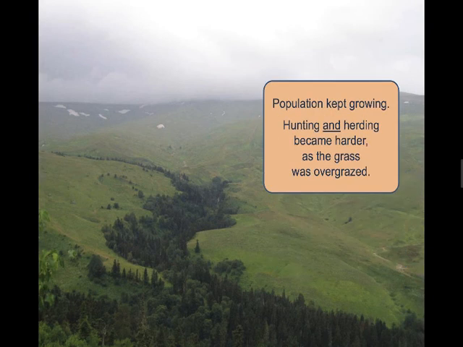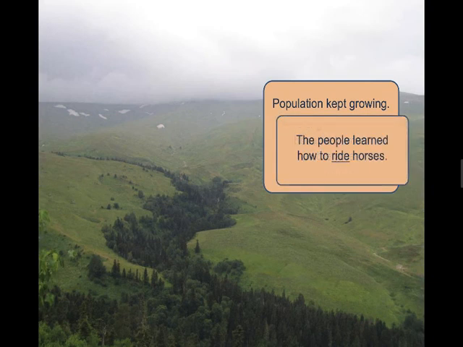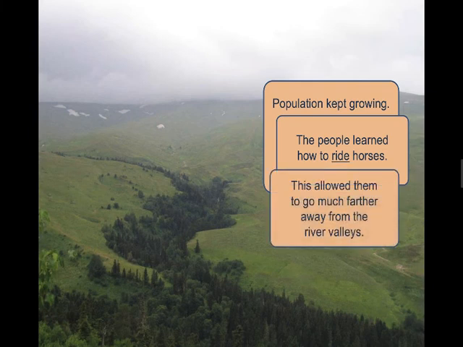The population kept growing. Hunting and herding became harder as the grass near their villages was overgrazed. Necessity is the mother of invention, and these people invented things like bridles and saddles, other things that would allow them to ride horses. This allowed them to go much farther away from the river valleys.